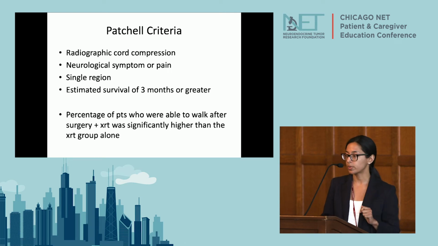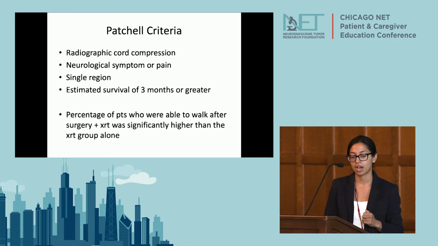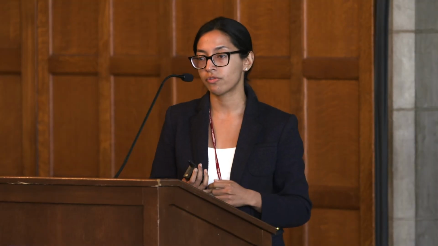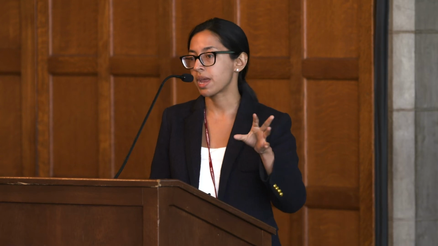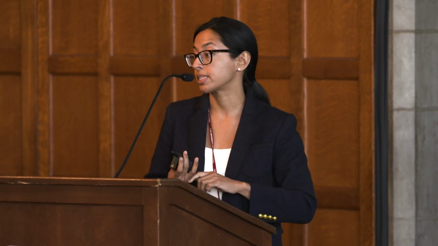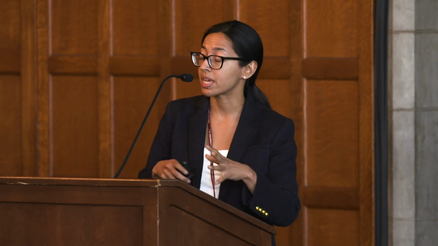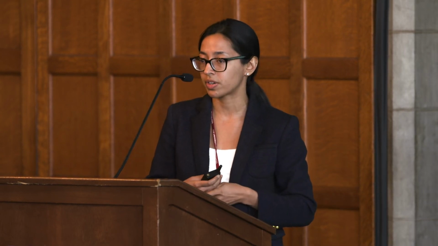If there's a single region of tumor, meaning the cord compression is just in one place, not all over the spine, because obviously that would increase your risks for surgery a lot more, and you have an estimated survival of 3 months. That was just the criteria that this paper used, but that's kind of a guideline we use as a life expectancy guideline where we say, okay, maybe that's a cutoff for surgery because then you have enough time to enjoy the benefits of surgery.